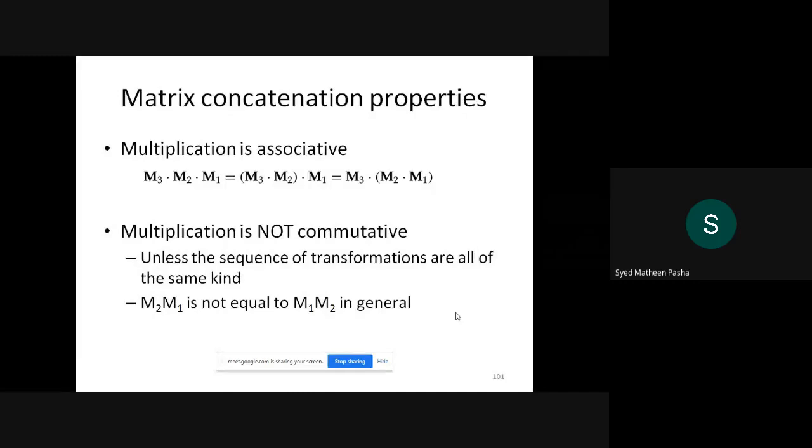Now let's see some of the properties of matrix concatenation. What do you mean by concatenation? Someone from the class, what is concatenation? I can define concatenation as combination, or combining some properties. Yes, sir. Concatenation is nothing but combining two different equations. If I take it in the form of equations, concatenation is when I combine two equations.